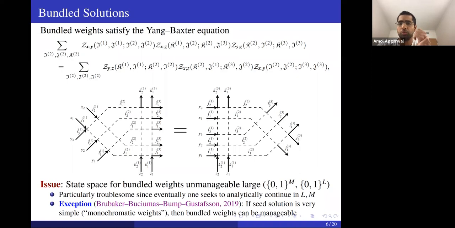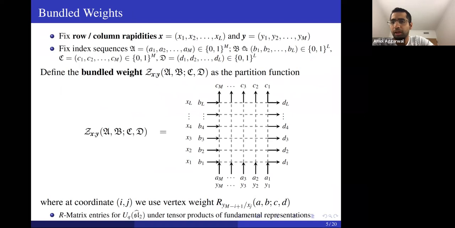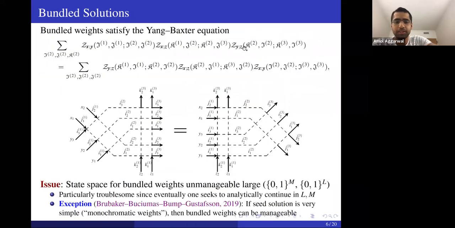Now, the issue with this solution, which is one reason why we're often fairly hesitant to use it, is that the state space for these bundled weights is huge. Recall, if I go back, A is an M-tuple and B is an L-tuple. So that means the state space along the vertical direction is {0,1}^M, which is 2^M dimensional, and the state space in the other direction is {0,1}^L, which is 2^L dimensional.